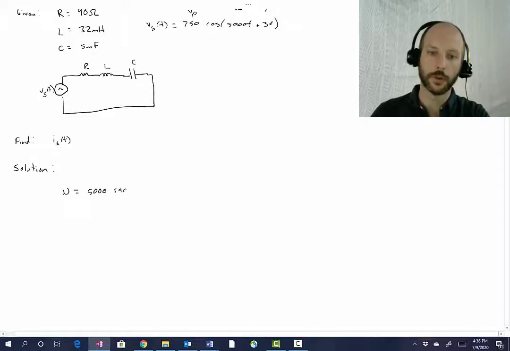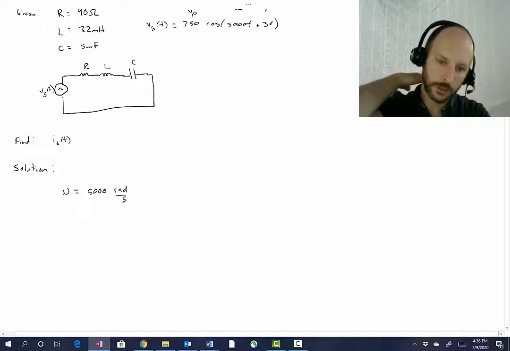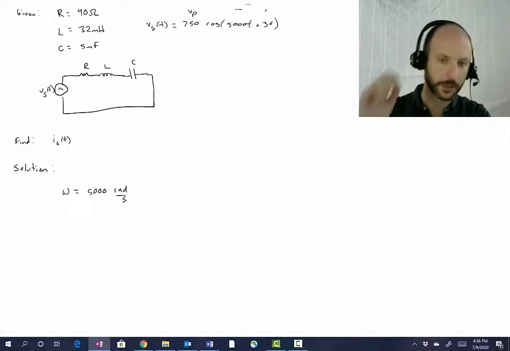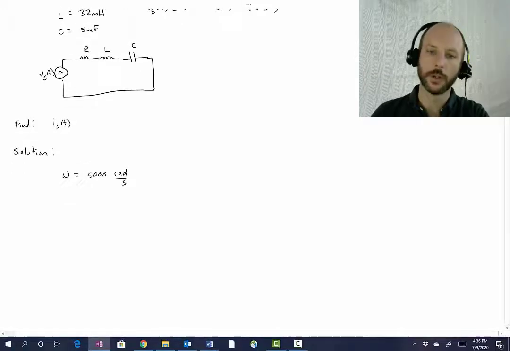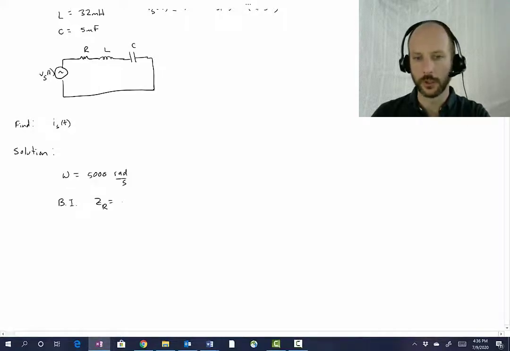You do that based on angular frequency, which in this case comes from the time domain voltage expression. Omega, Greek letter omega, looks a little bit like a W, and that's 5000 radians per second. So we do a frequency transformation on all the passive components. The impedance of a resistor is just 90 ohms because it is not frequency dependent, so it's the same in the frequency domain as it is in the time domain.